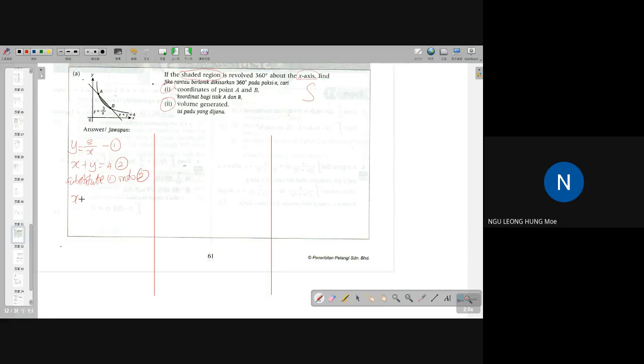So x plus 3 over x equals 4. Because the x is under the fraction, we multiply with x, so that the first one will become x squared plus 3, and 3 over x times x, equal to 4x. Okay, so far okay or not? If yes, reply me 1.